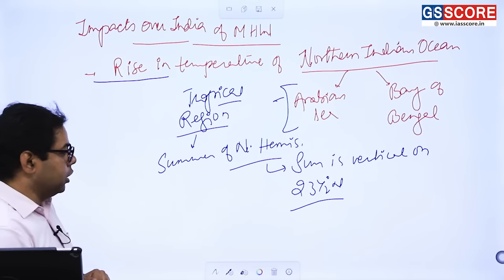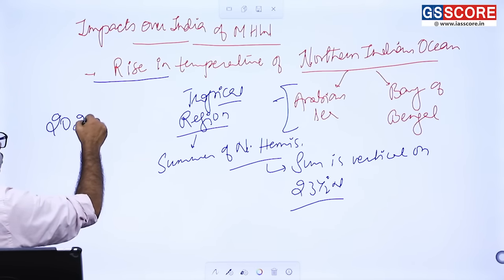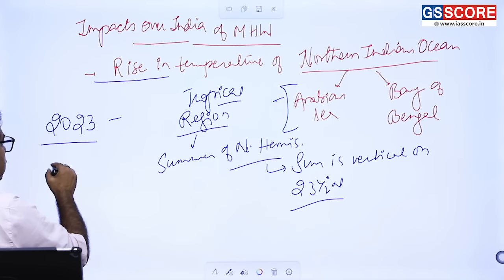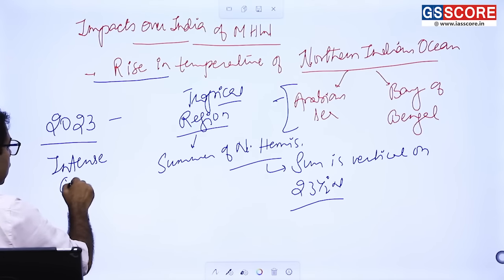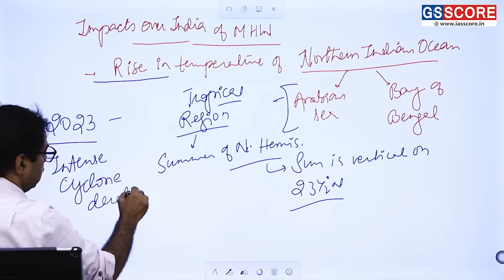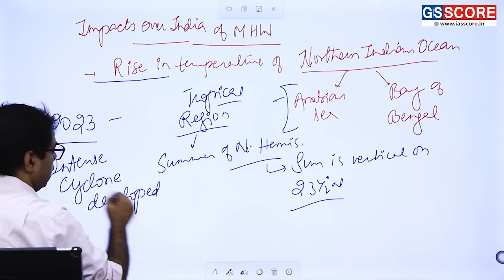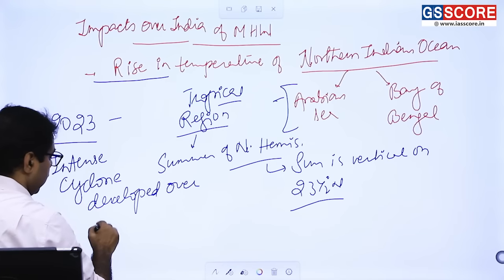We have seen this case in 2023 when an intense cyclone developed over the Arabian Sea.